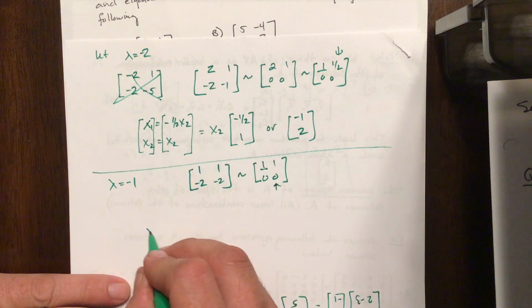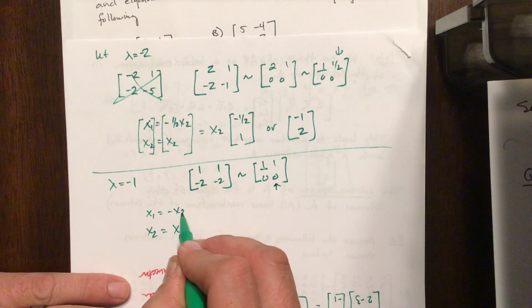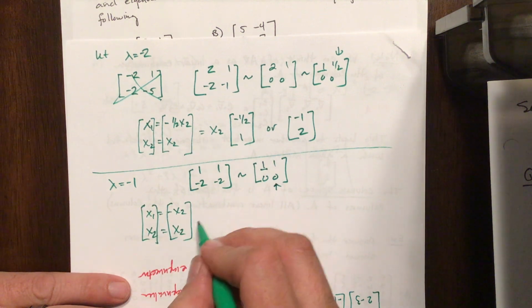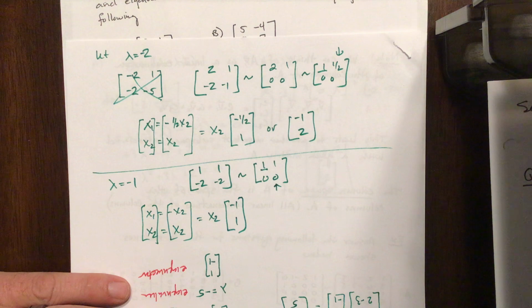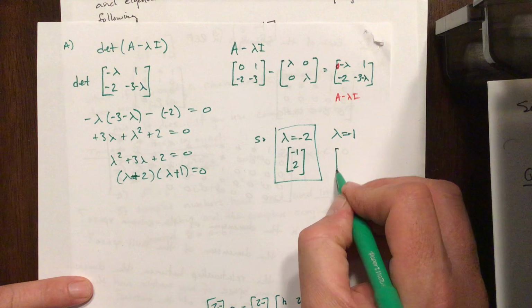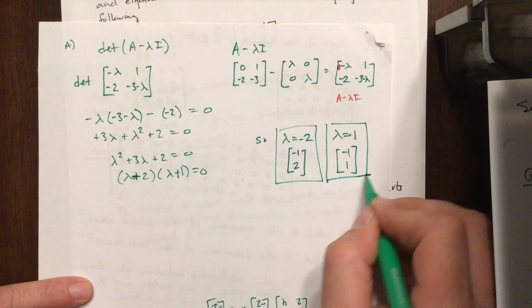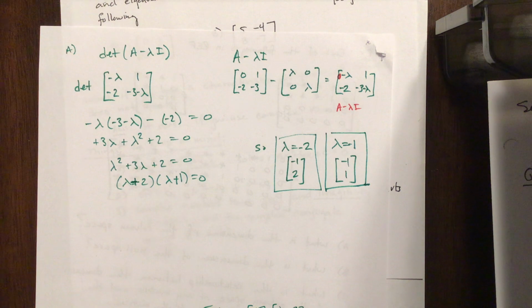There's a pivot. There's a column without a pivot. So again, x2 is the free variable, x1 is equal to -x2. So the null space of A minus lambda I is going to be all vectors that are scalar multiples of the vector -1, 1. And I will report that as my eigenvector for lambda equals -1. Okay, and there you go. That's how the process works.